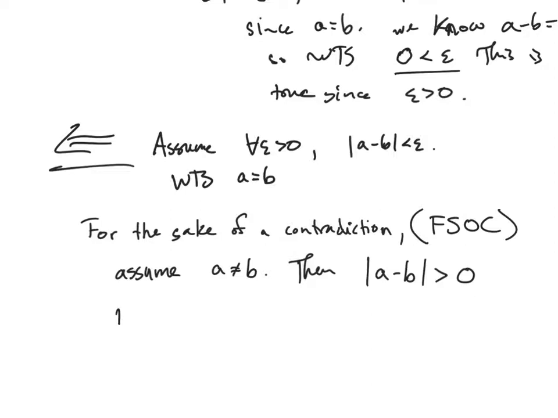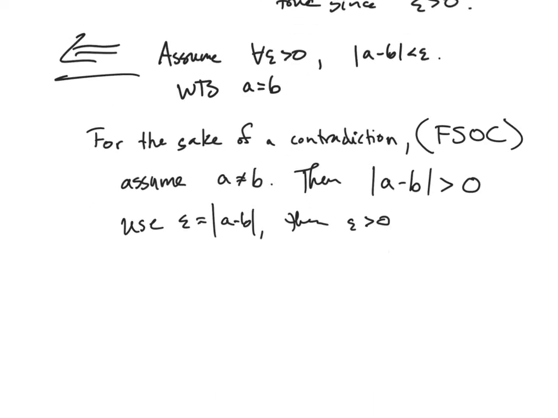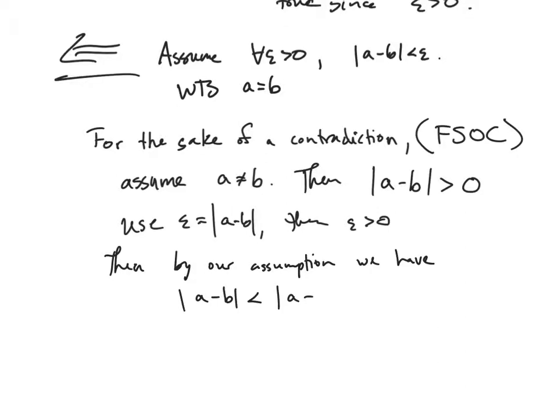So I'm going to say it like this. If we use epsilon equal to this absolute value A minus B, then epsilon will be greater than 0 because we just said the absolute value of A minus B is greater than 0. But then our assumption is that A minus B is less than every such epsilon. Then by our assumption, we have absolute value A minus B less than absolute value A minus B, right? Where this here is the epsilon, right?